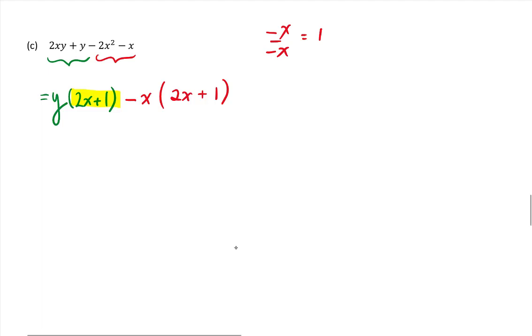We've done this right because notice we have a 2x plus 1 in both expressions. So we get 2x plus 1, and then what's left over is y minus x, and we're done.